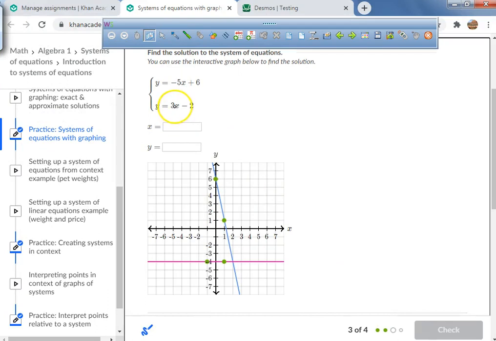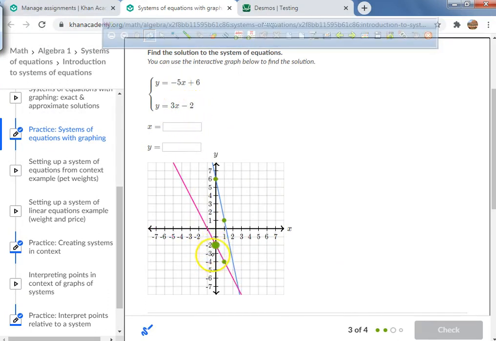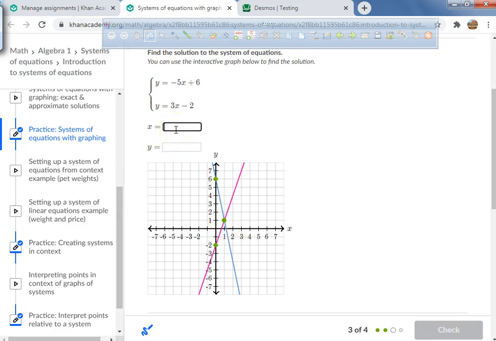Now the next thing I do is I do this one. So my y-intercept's at negative 2. So I take this little point, I put it at negative 2. But this has a slope of 3, so I got to go up 3 and over 1. You see where the two lines meet? Right there. They meet at a 1 and a 1. So I just type in 1 and a 1, just like that. And by doing that, I've graphed the two lines correctly. So it says I'm using the interactive graph to graph the solution. There's the solution, and that's it.